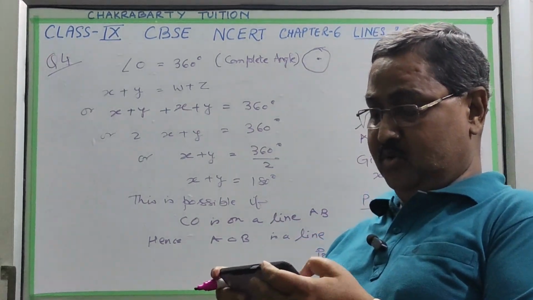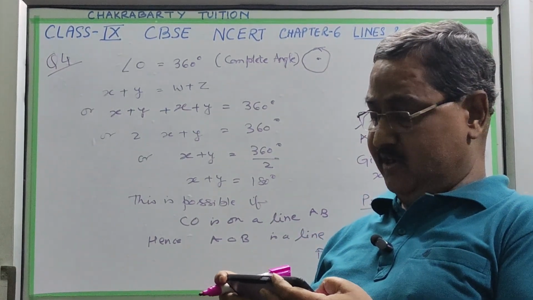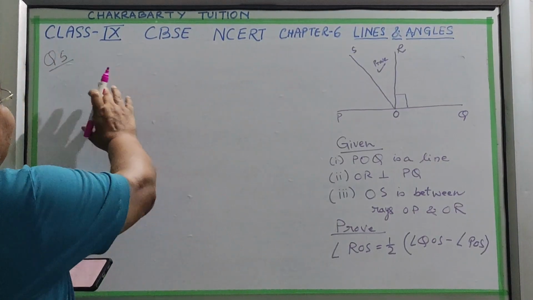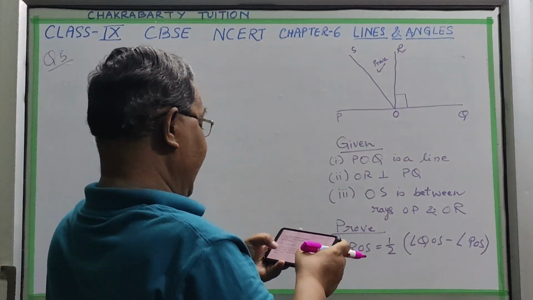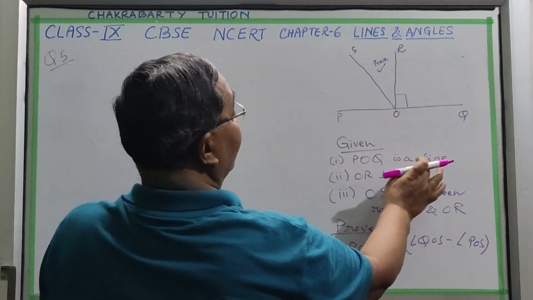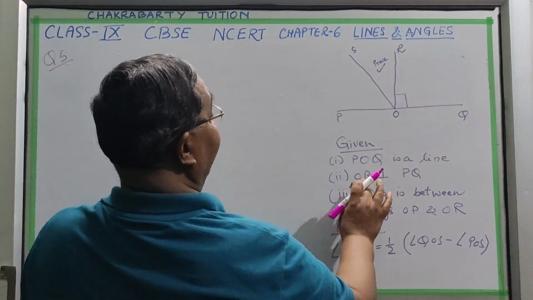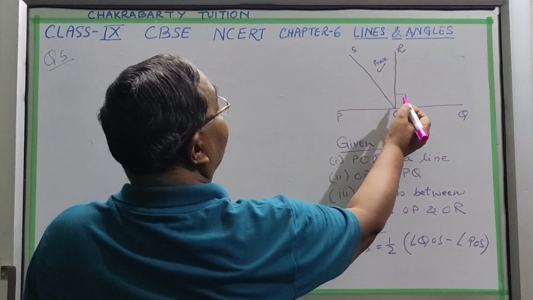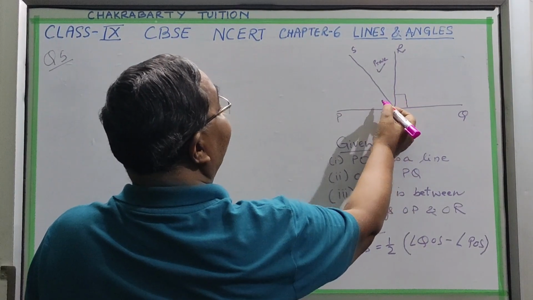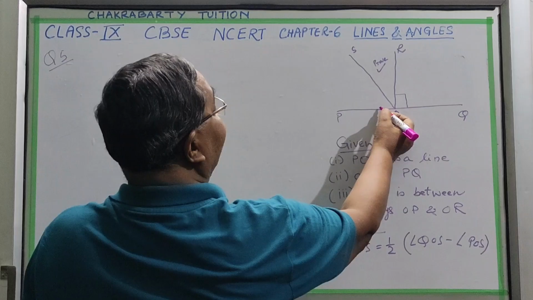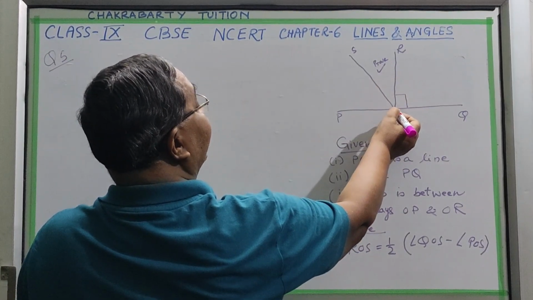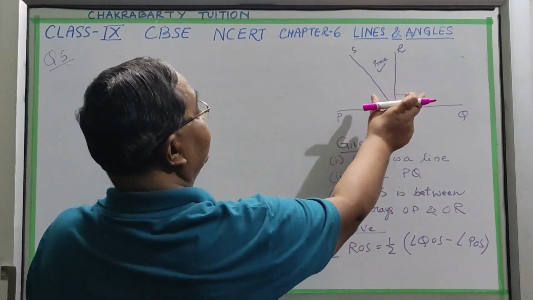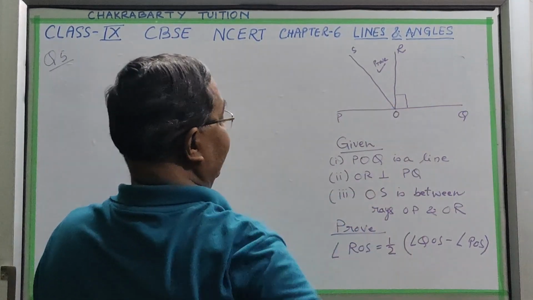Now we will go to your question number 5. I will draw the figure and come back. So here in question number 5, this figure is given, and POQ is a line. OR is perpendicular on line PQ. Perpendicular means it will create 90 degree angle here and also 90 degree angle here, because both are a linear pair equal to 180 degree.